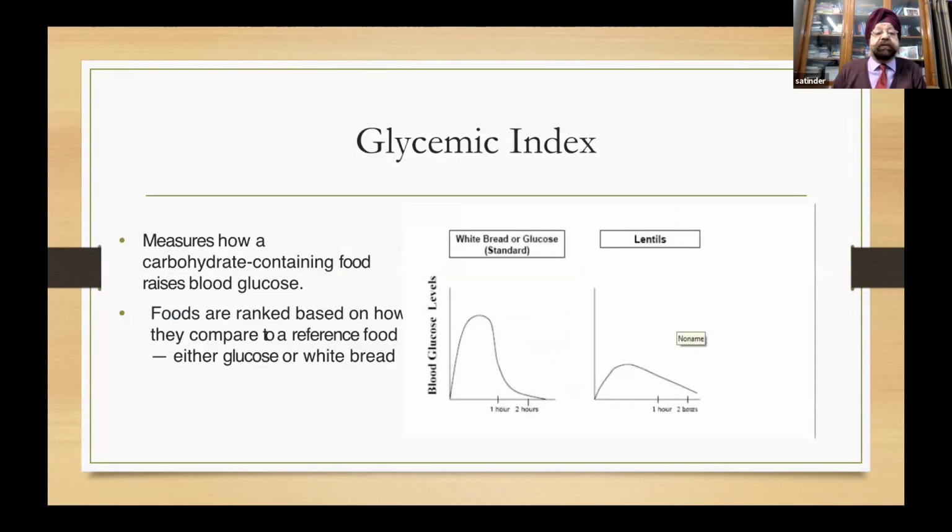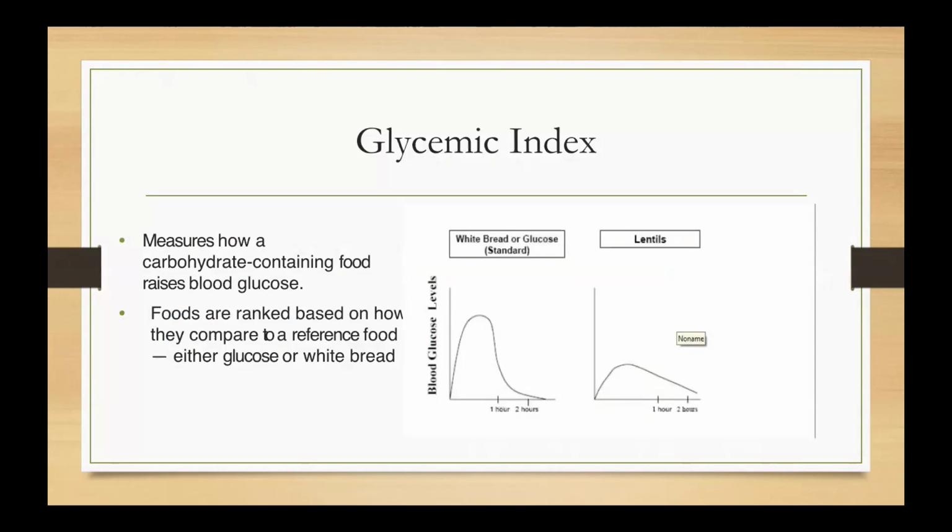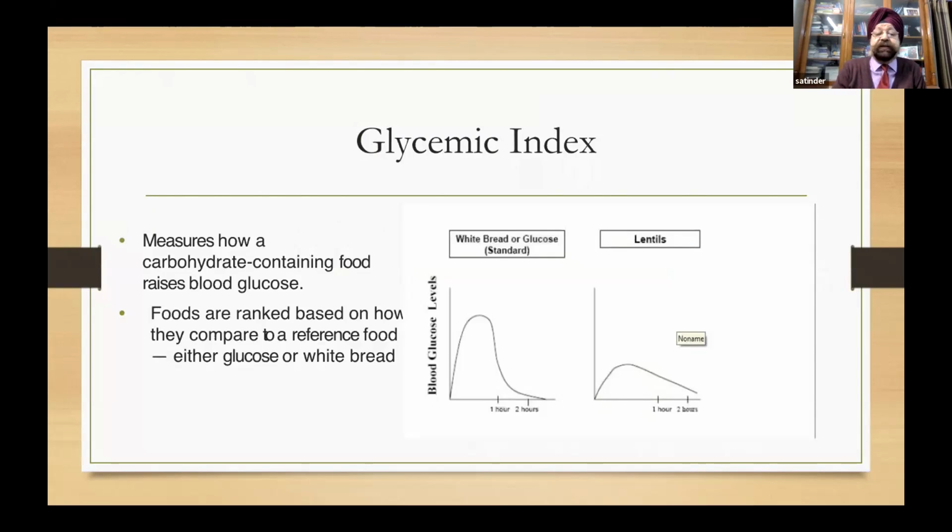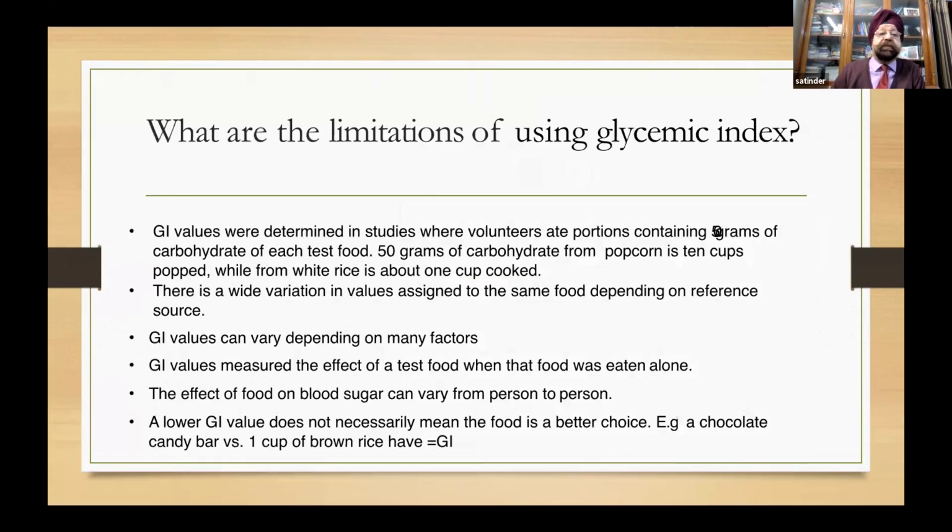So we see how a white bread glucose response compares to lentils. The graph is very clear: the sharp rise, and a moderate kind of rise. The foods are ranked based on how they compare to a reference food. What are the limitations of using glycemic index?